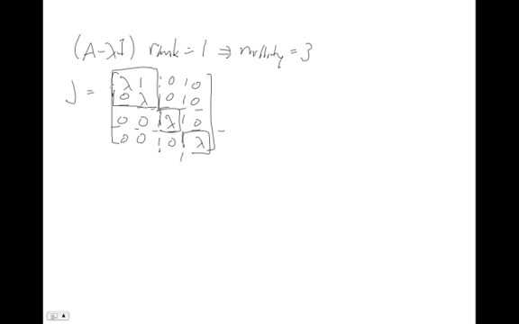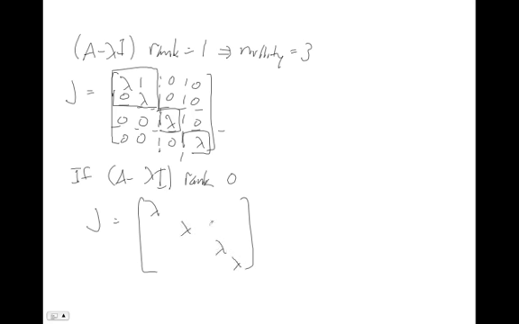Finally, in this case, if A minus lambda I is rank 0, which would be the case if A were just that big diagonal matrix of lambdas, then I know I have 4 distinct eigenvectors because my nullity is 4. And in that case, my Jordan form is simply the diagonal matrix, the big diagonal matrix, if this is rank 0.